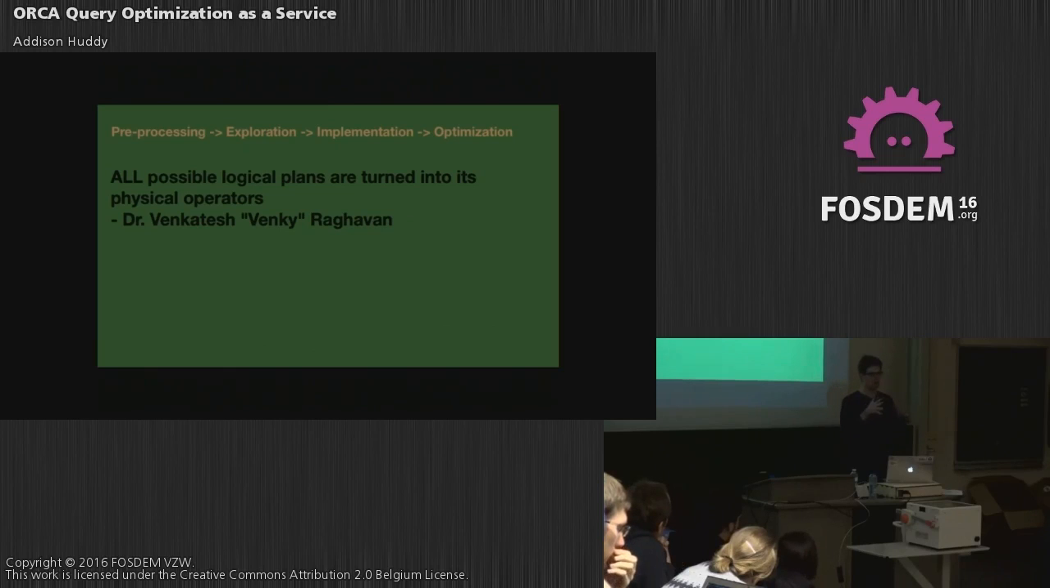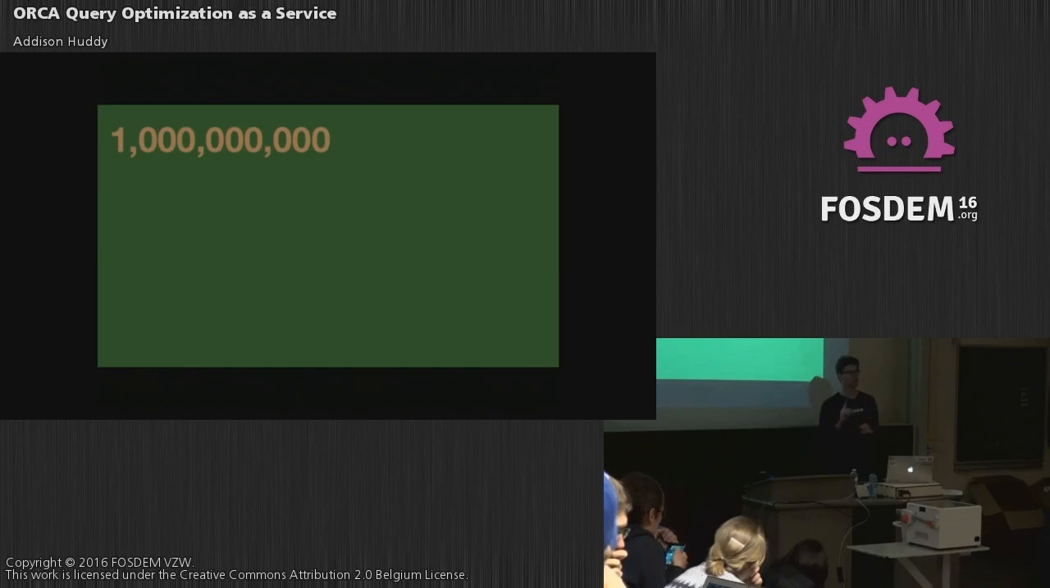But what we do a little differently is we do pre-processing, we do a whole bunch of logical transformations, and then out of every single one of the logical transformation plans, we actually implement its physical plan. And then we compute cost within all of those. So if we look at just TPC-DS query one, we compute 1 billion ways of actually achieving that in the database. And depending on your cluster and the metadata surrounding that, we'll choose the right plan for that cost.